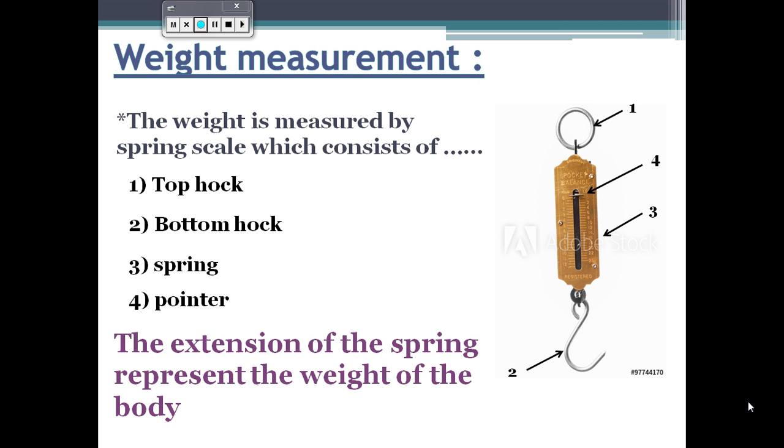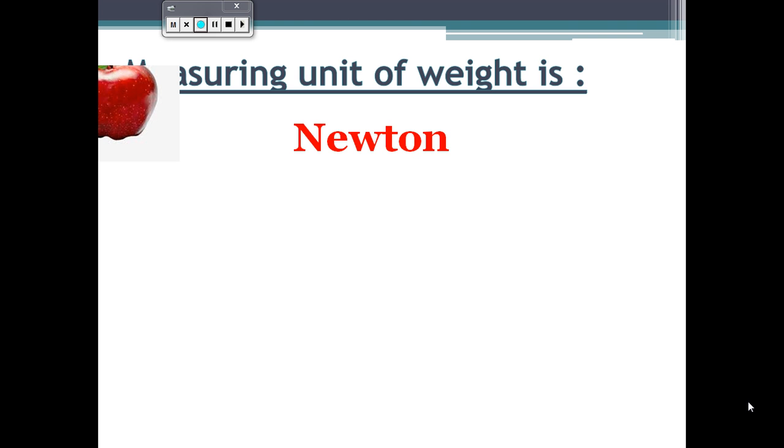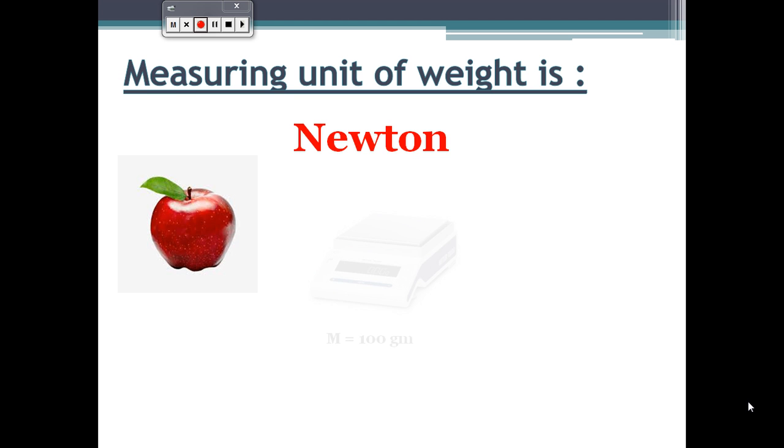The extension of the spring represents the weight of the body. So when we hang any object on the spring scale, the spring will extend and it represents the weight of the body. What is the measuring unit of weight? It's called Newton. The unit of weight is Newton.